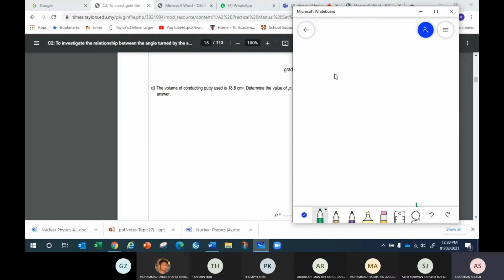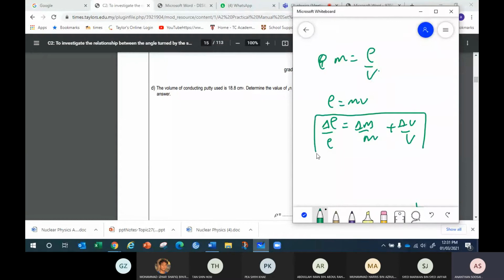So now how do you do part D? Rho equals what? The gradient is rho V, so you want to find density. Density is M over V. So you write the formula: change of rho, change of M over M, change of V over V, to find your change of rho. Okay, so this is one way of finding the change of rho.